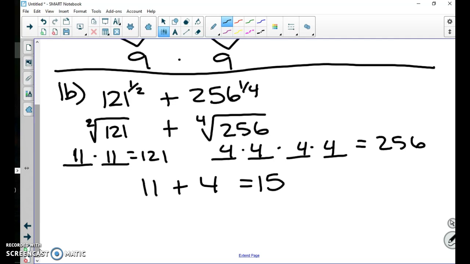1B says we're going to take the 2 roots, the square root of 121 and the 4th root of 256. So writing that out in radical form right here, the square root of 121 is 11.